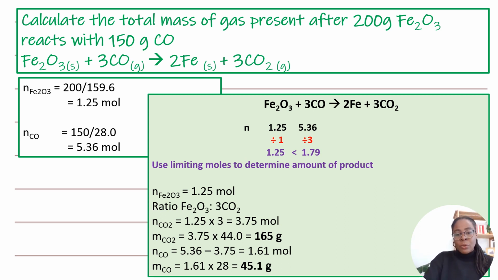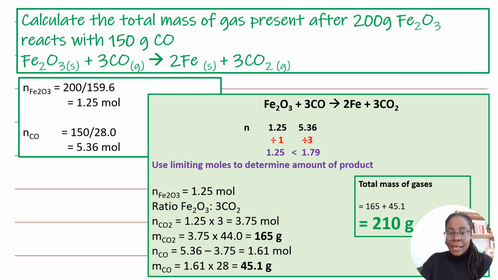So that gives us 1.61 moles of CO left over. Mass of CO, moles multiplied by Mr, gives us 45.1 grams. So now the total mass of gases, your mass of your CO2 plus your mass of your CO, gives you 210 grams to 3 significant figures.